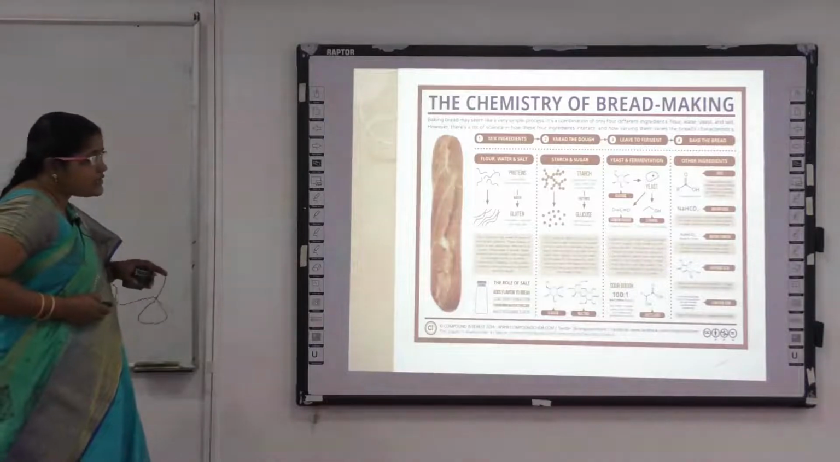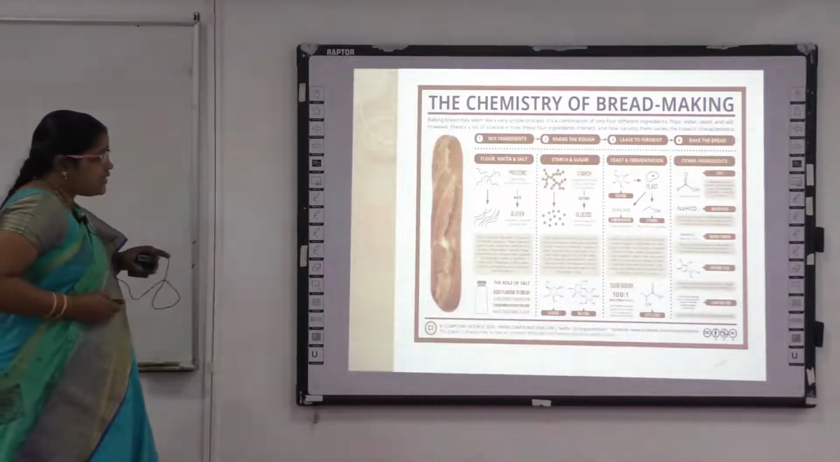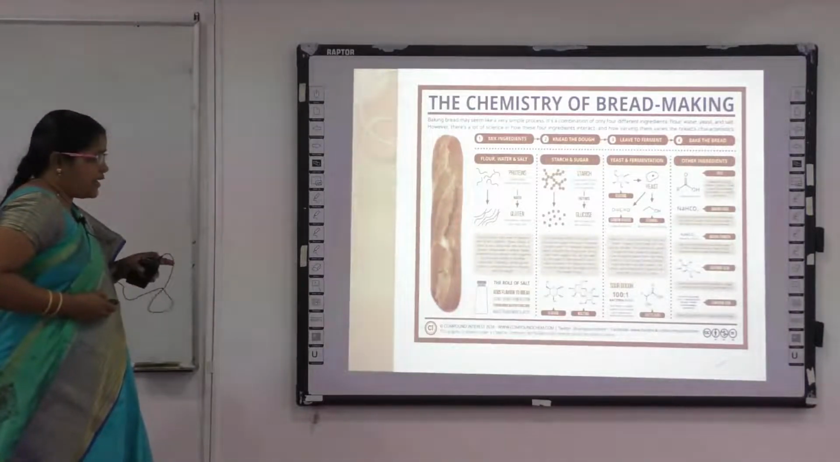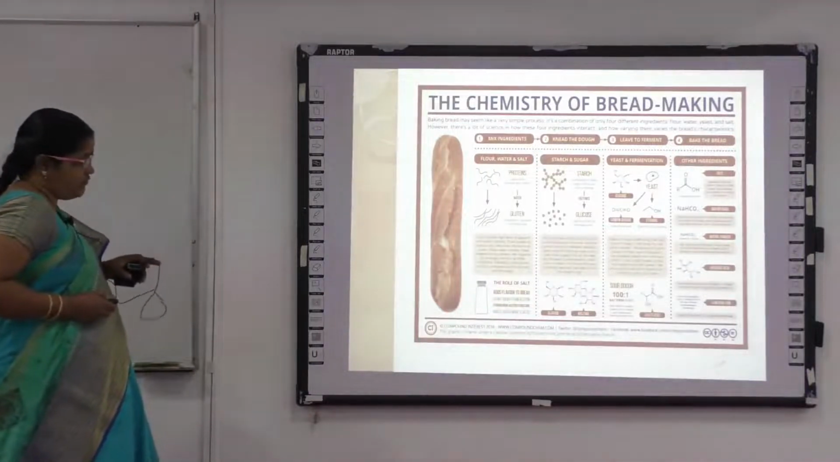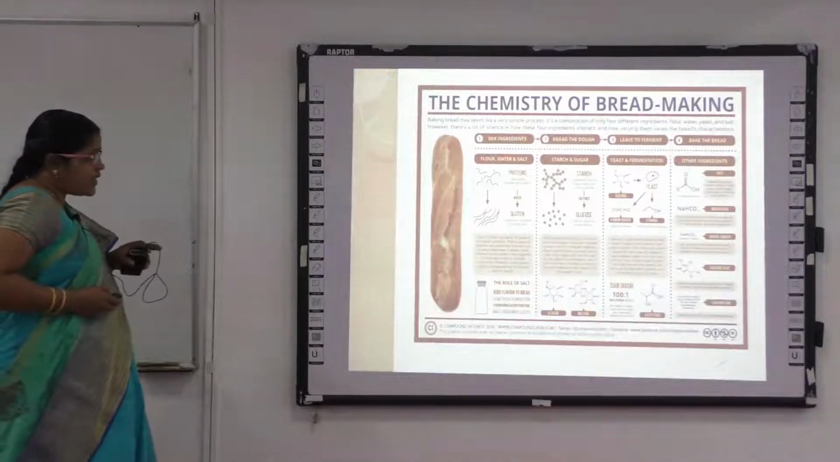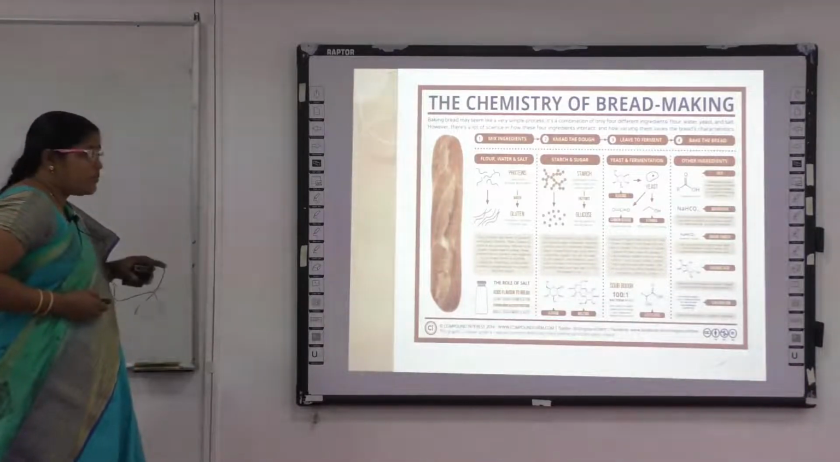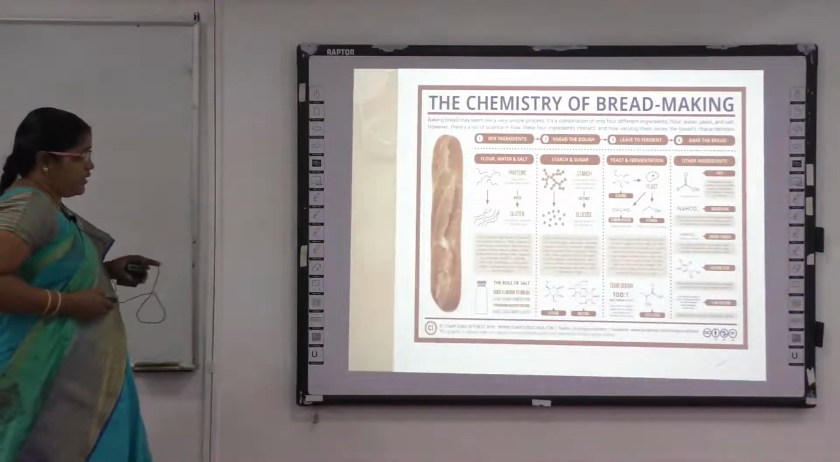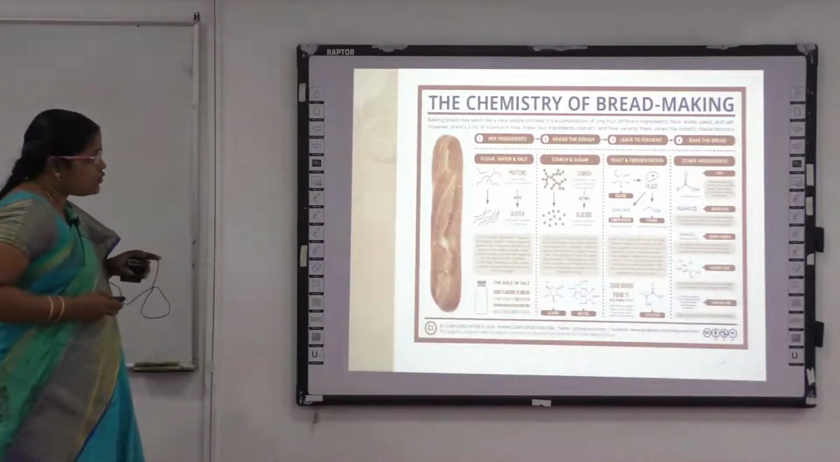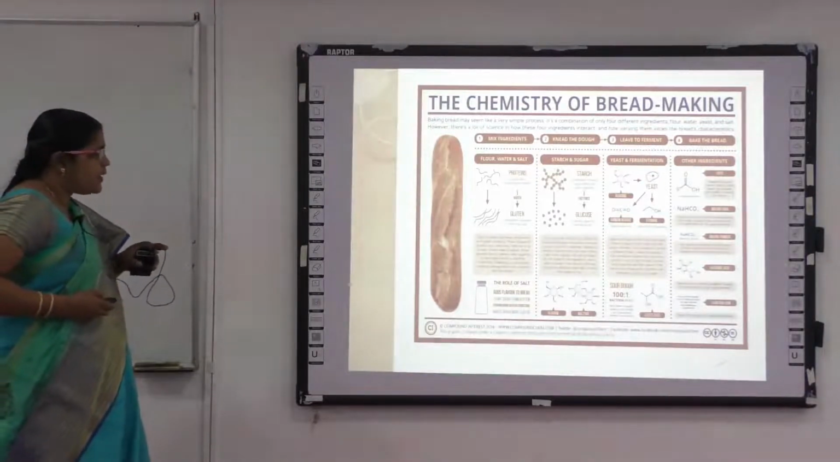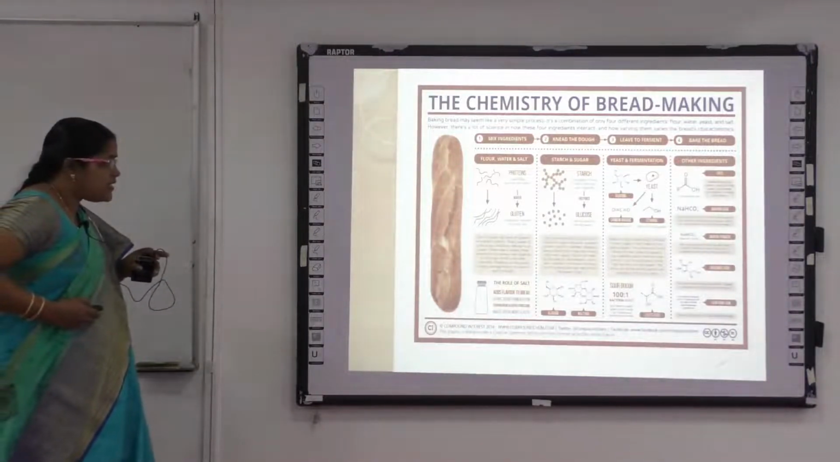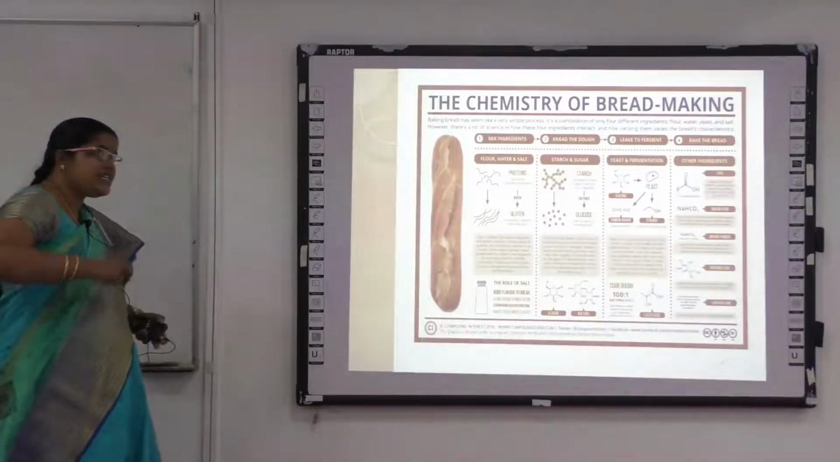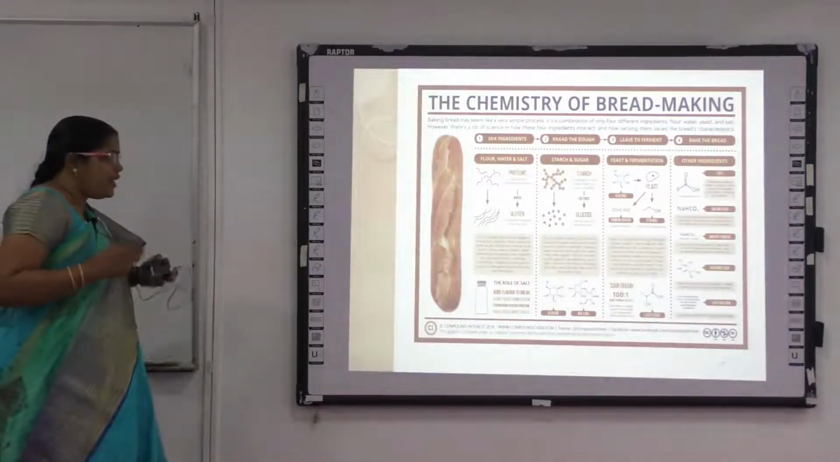Gluten is an insoluble protein which has the capability to expand. It is called the viscoelastic property. This expansion takes place during the fermentation or proofing period. The carbon dioxide which is produced by yeast activity will be entrapped in between the gluten molecules, that is, in between the strands, whereby there is an increase in the volume of the bread.